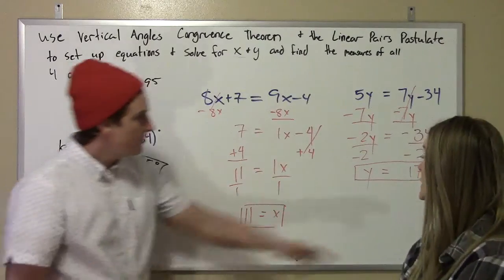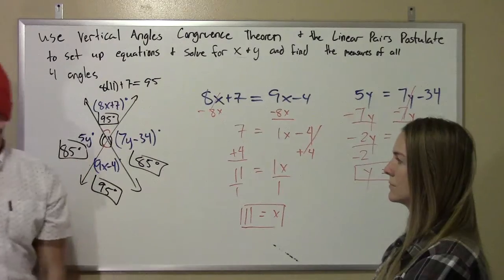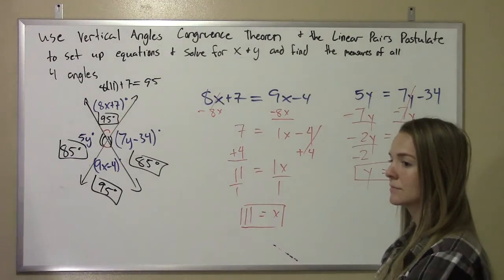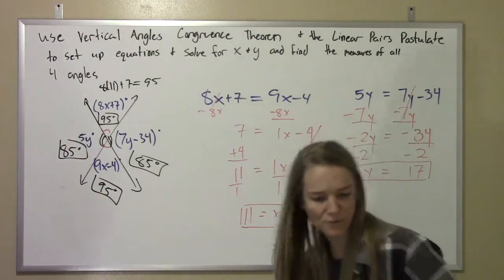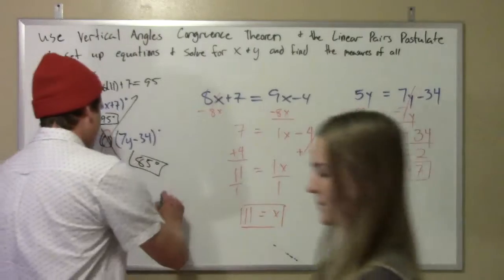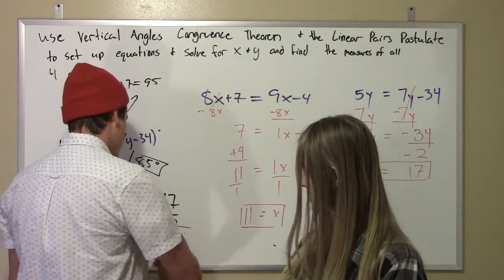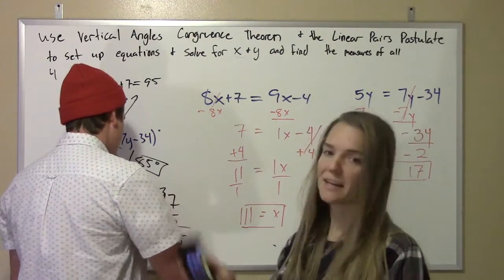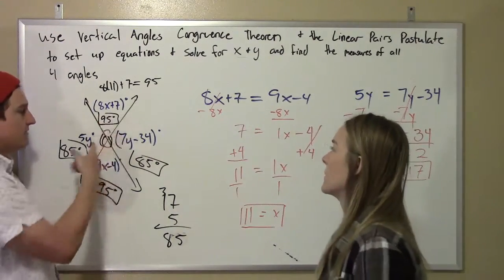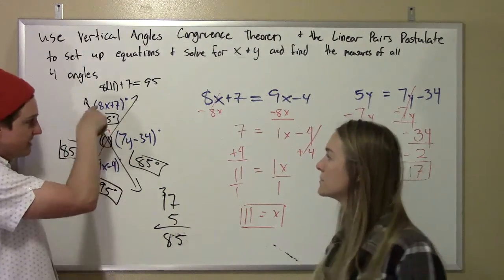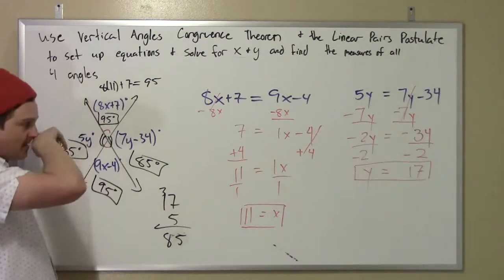Now, if we plug this in, double check, y is 17. Is 17 times 5 equal to 85? Let's find out. Where's my calculator? I don't have it. I have my phone. Phone to the rescue. Okay, 17 times 5 is 85. It is 85. So it all has to work out, right? The vertical angles have to be congruent, check, check. And these linear pairs have to add up to 180. Check, check, check, check. Okay, so everything works out.